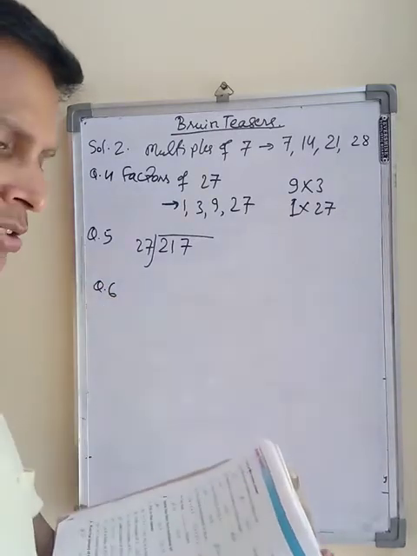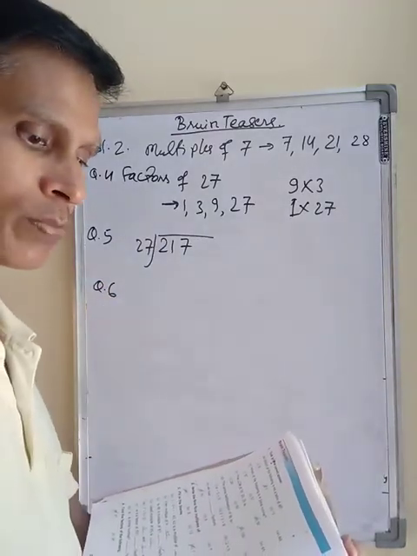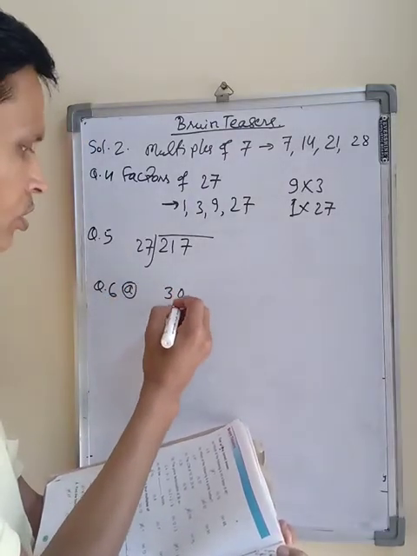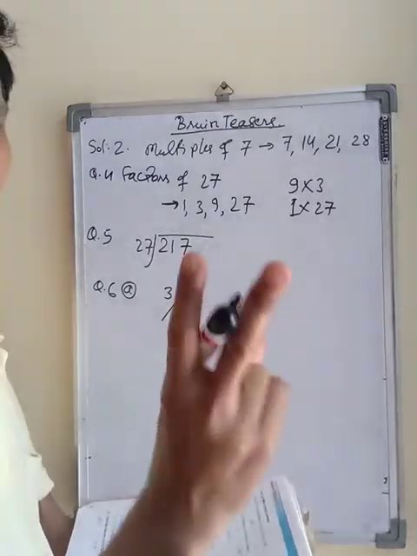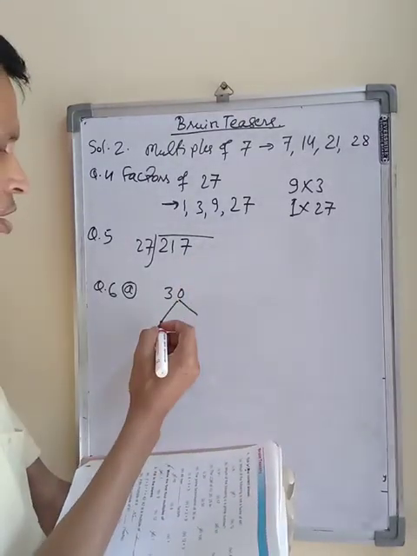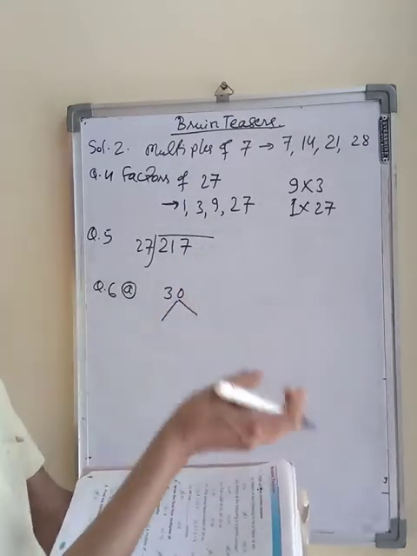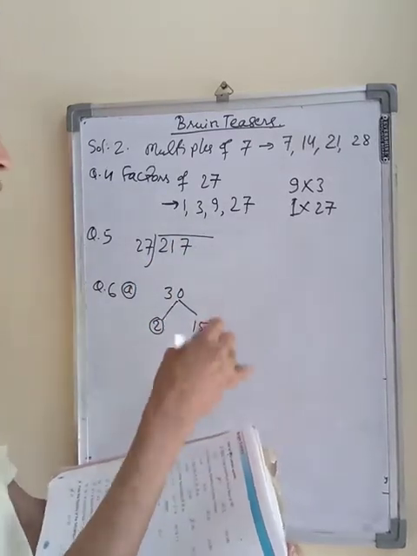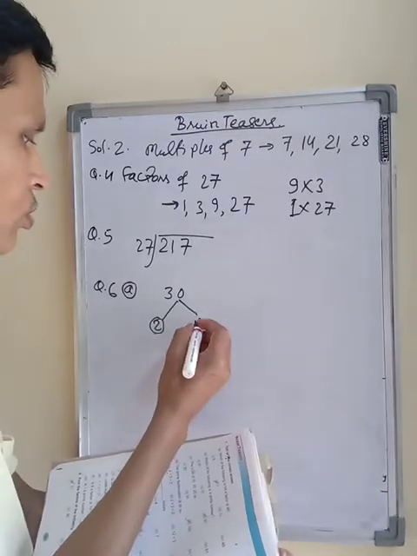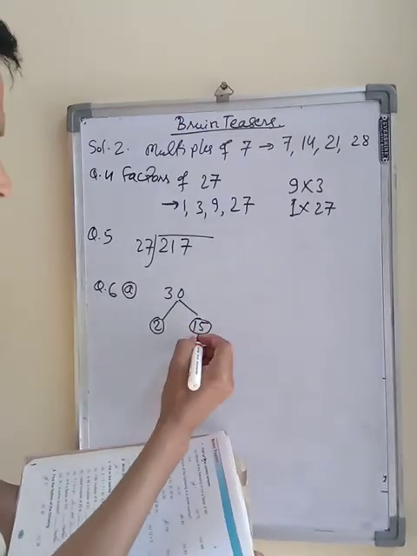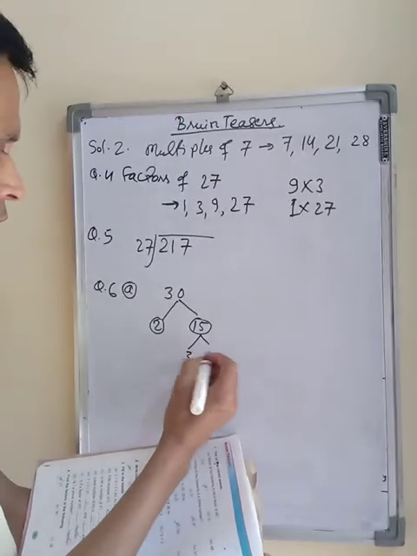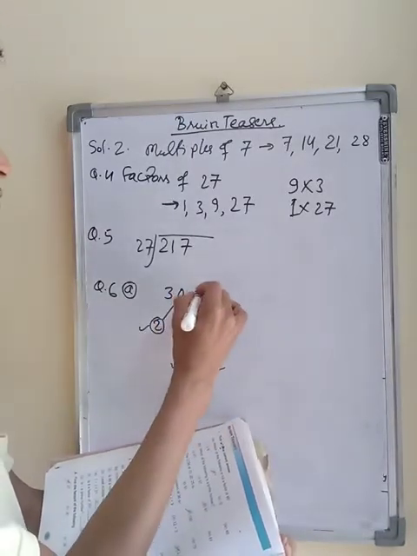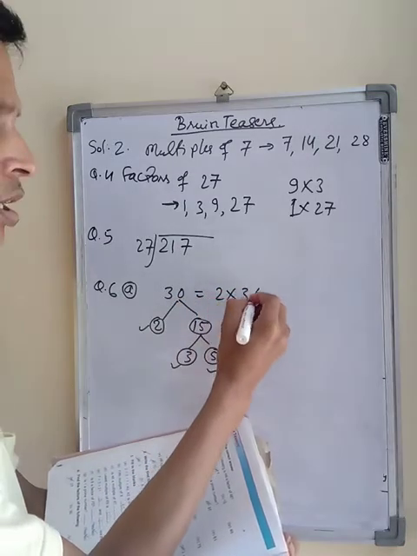Question number 6, using the factor tree method find the prime factorization. Factor tree method means we split 30 into 2 parts. Write any two numbers whose product is 30. So 2 into 15 we can do, or you can do another also, 5 into 6. I am doing 2 into 15. 15 can be split further, 3 into 5. This is prime, this is prime, this is prime. So this will be 2 into 3 into 5.